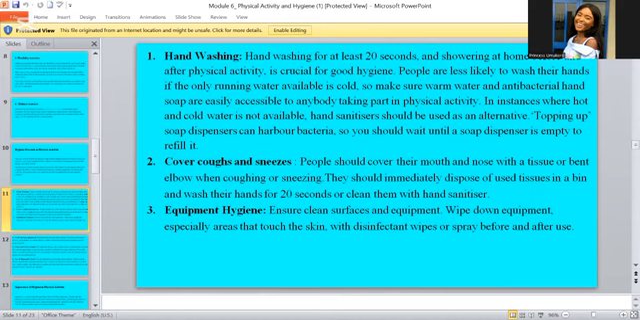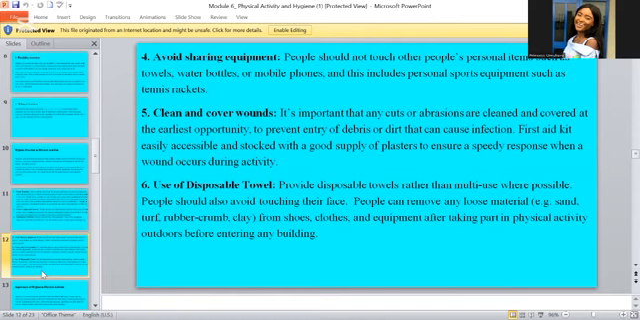We also have equipment hygiene. Ensure that your equipment is clean. Wipe it, especially areas that touch the skin, with a disinfectant wipe or spray before and after use. Another practice is to avoid sharing equipment.